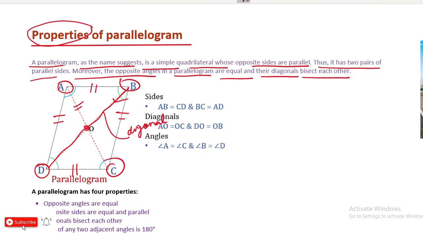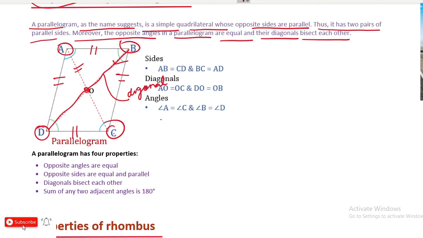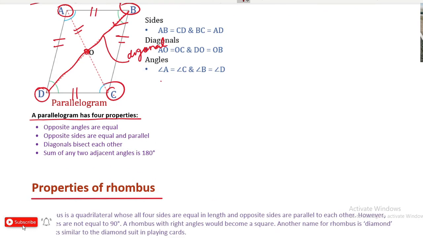Means this line AC and DB bisect each other. Here are some features or properties. A parallelogram has four properties. First property is what? Opposite angles are equal.